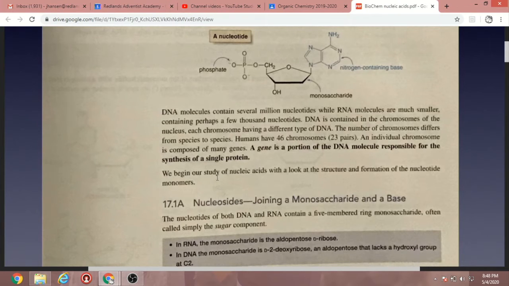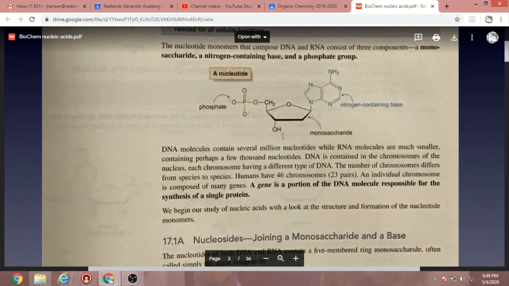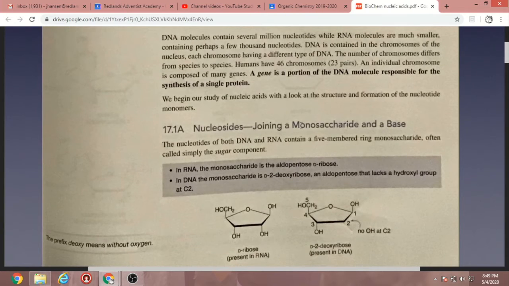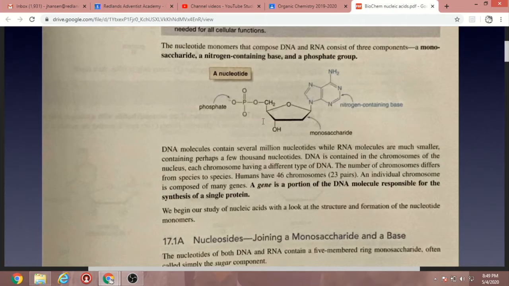We begin our study of nucleic acids with a look at the structure and formation of this nucleotide. So we're going to look at how do we make this nucleotide, and that's where that word nucleoside is going to come into play. So nucleosides are just simply joining the sugar and the base. Let me scroll back up here again. The nucleotide is made up of these 3 components. I'm sorry I skipped this.